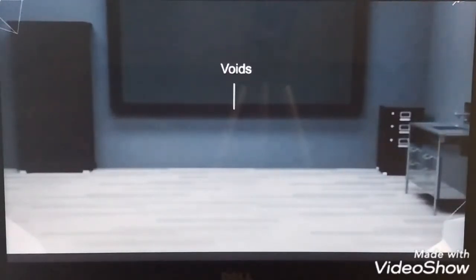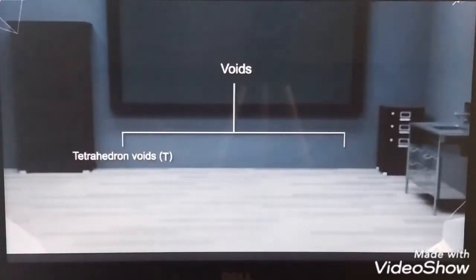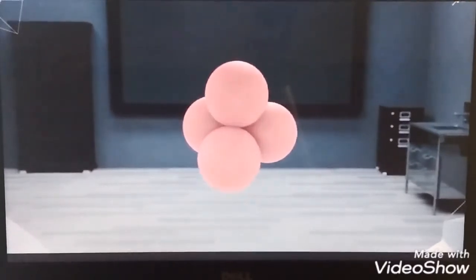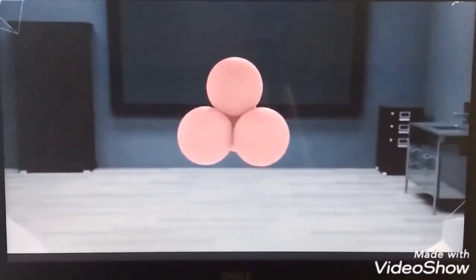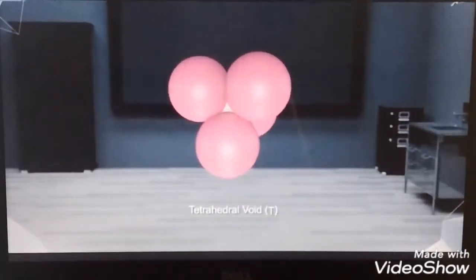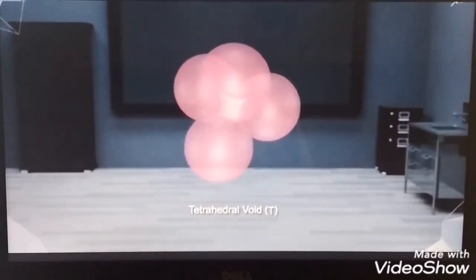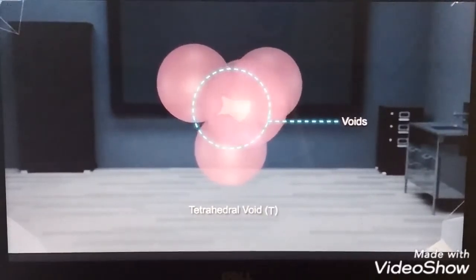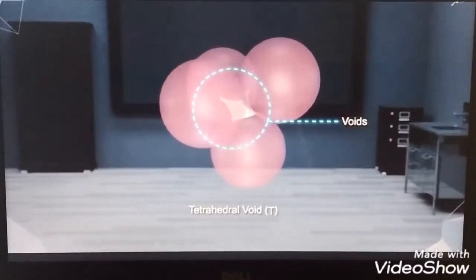Voids. There are two types of voids: tetrahedral voids denoted by T, and octahedral voids denoted by O. Let us study how these voids are formed. When we place a close packed layer above the depressions of the first layer, we will notice that at some places the triangular voids of the first layer are being covered by the spheres of the second layer. At such places, a type of void is formed. This type of void is known as tetrahedral void, T.